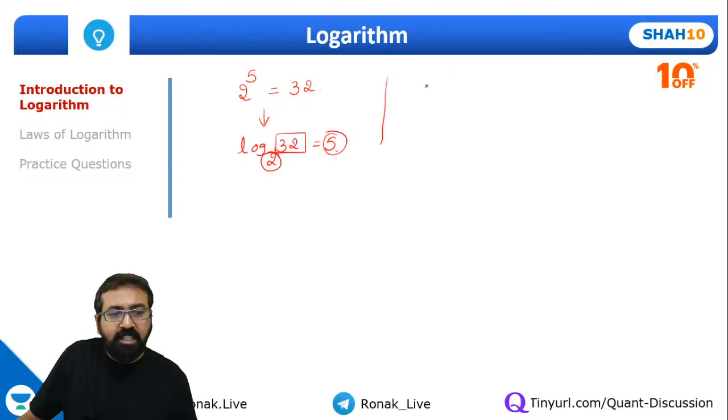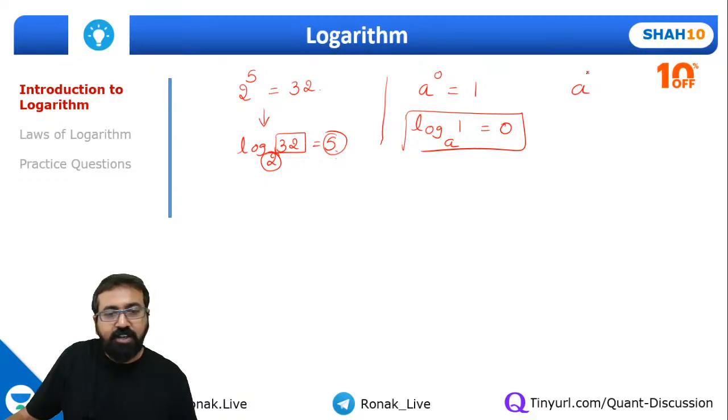Now you know one thing, that any number raised to power 0 is 1, right? So that's how this rule came, that log of 1 with any base a will be 0. And please remember, if I take any positive number, even if I raise it to any power, whether positive or negative, the result will always be greater than 0, right? And that's why log of a negative number with any base is not defined.